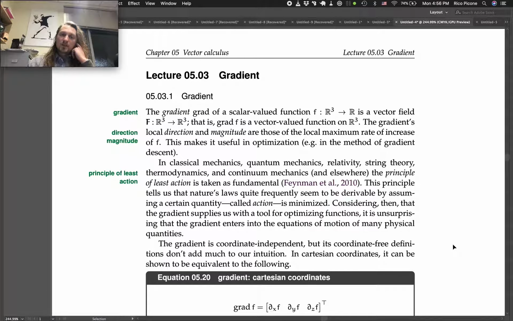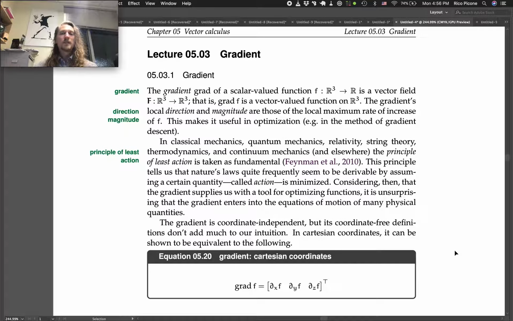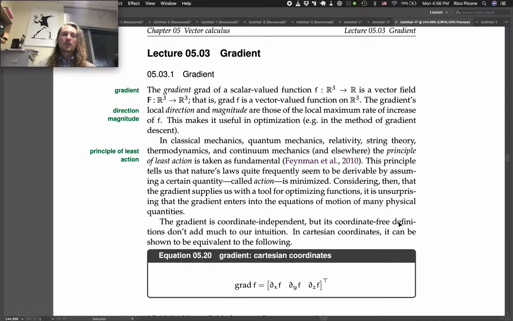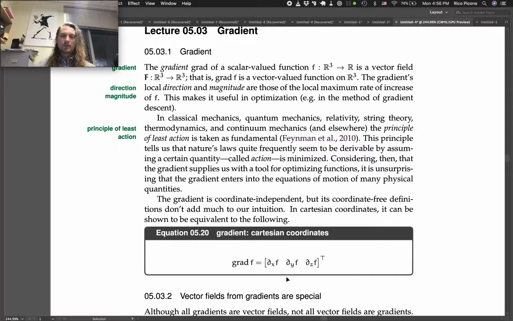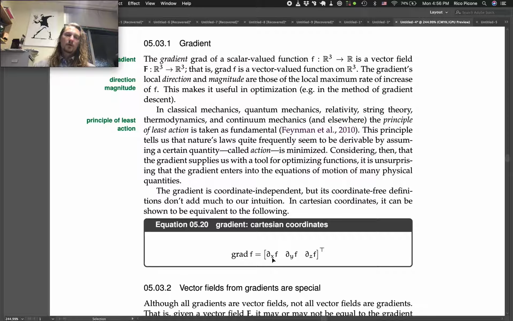Considering, then, that the gradient supplies us with a tool for optimizing functions, it is unsurprising that the gradient enters into the equations of motion, or the governing equations of many physical quantities. The gradient is coordinate independent, but its coordinate-free definitions don't add much to our intuition, so we're skipping it here. In Cartesian coordinates, it can be shown to be equivalent to the following. You take the partial of f with respect to x, that is your x component, the partial of f with respect to y, that is your y component, and the partial of f with respect to z, that is your z component of the gradient of f.